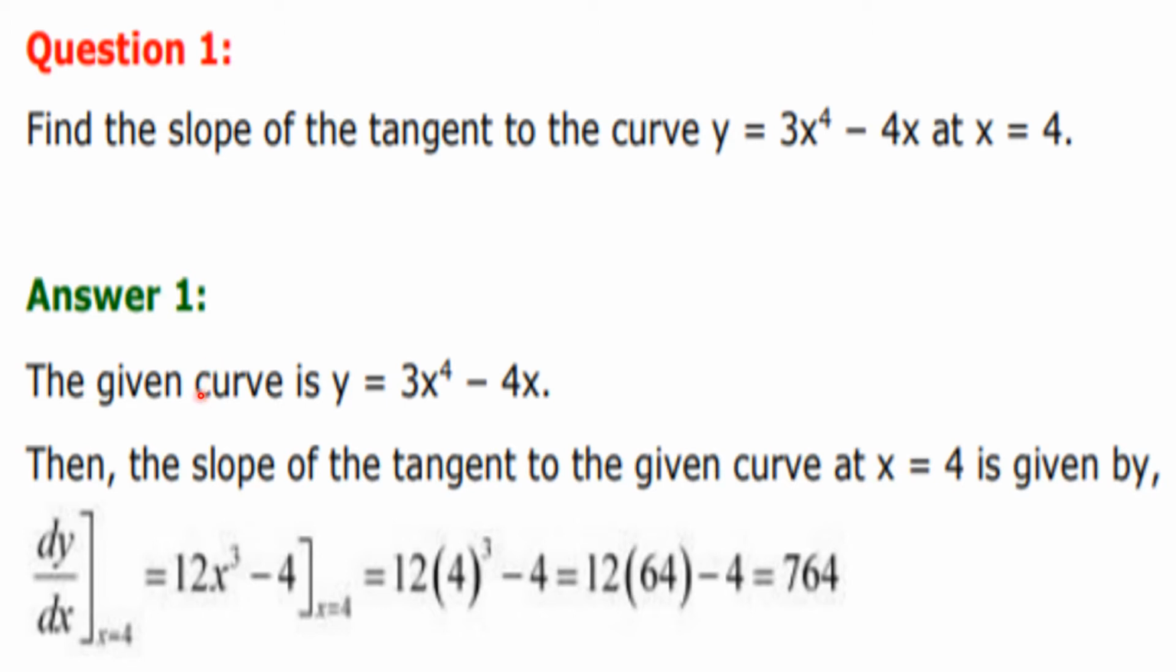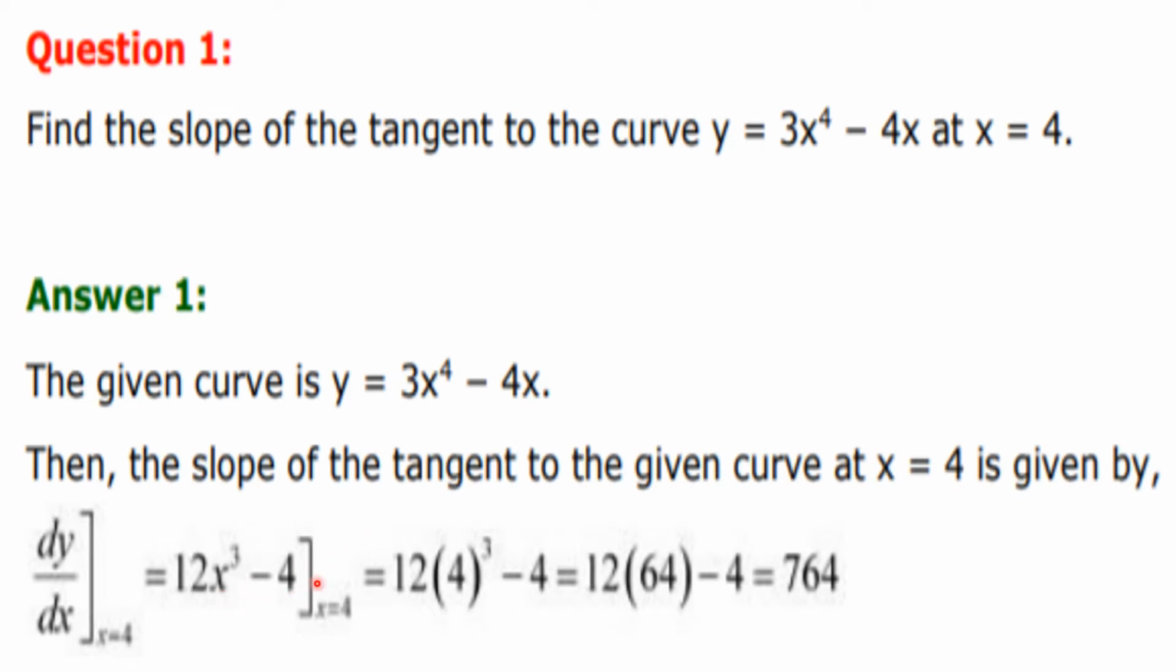What is the given curve? Let us write it: y is equal to 3x power 4 minus 4x. Previously, at the time of concepts, we discussed that to find the equation of tangent or slope of the tangent, the first and foremost thing is to find the derivative of the given function. So dy by dx, what is the derivative of this function? 12x cube minus 4.